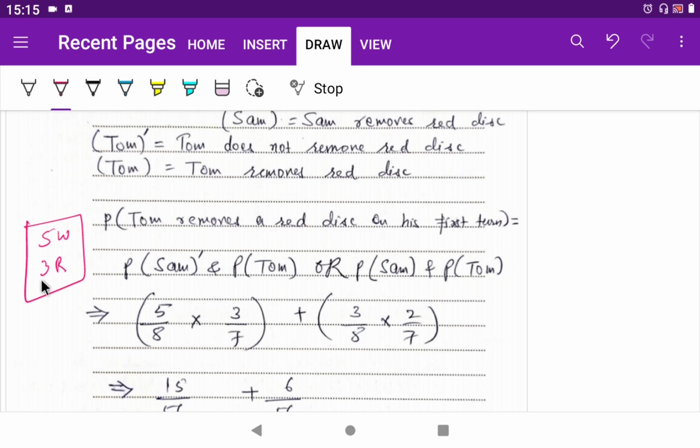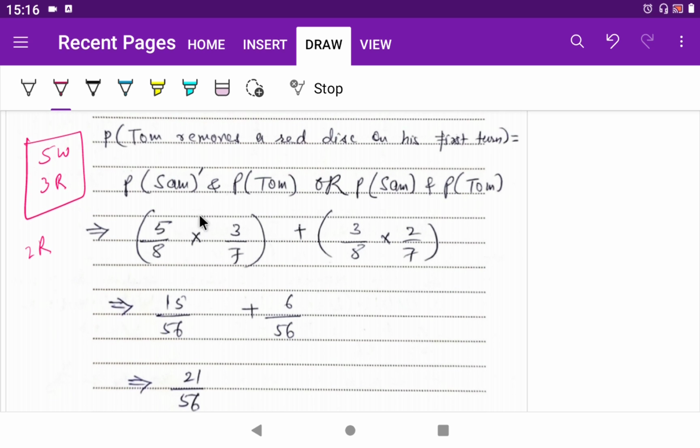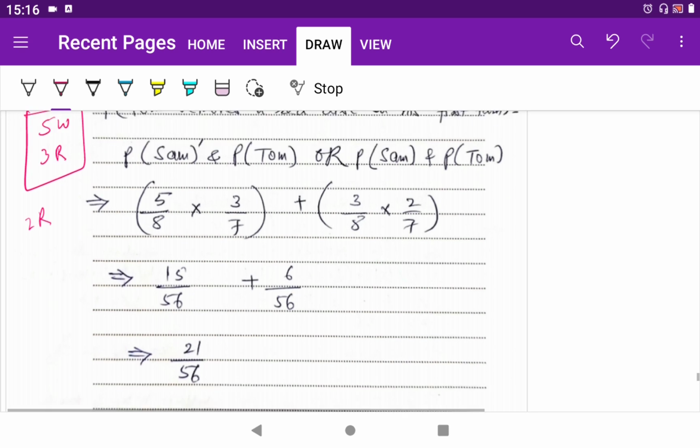Now the red card is removed and not replaced. Now when Tom plays, there will be only 2 red discs and 5 white discs, so 2 upon 7. So after calculation we get 15 upon 56 and 6 upon 56, so the total is 21 upon 56.